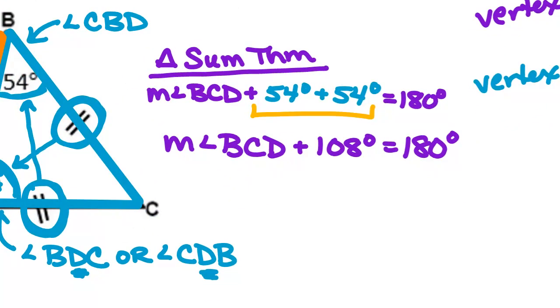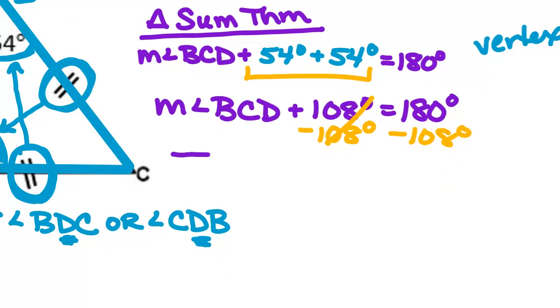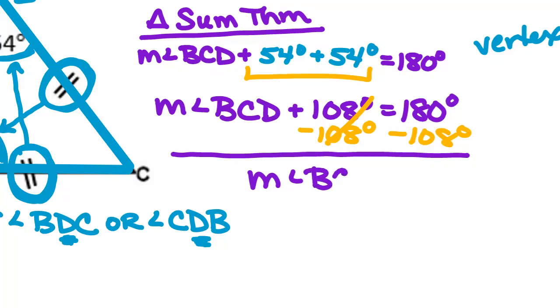I'm going to subtract 108 from both sides. And so how big is angle BCD? 72 degrees.